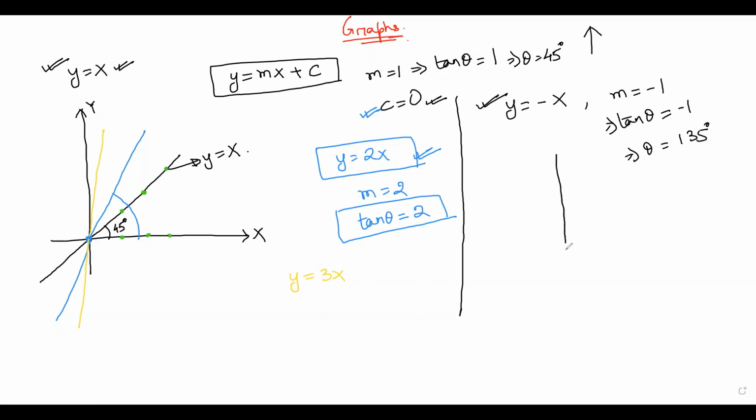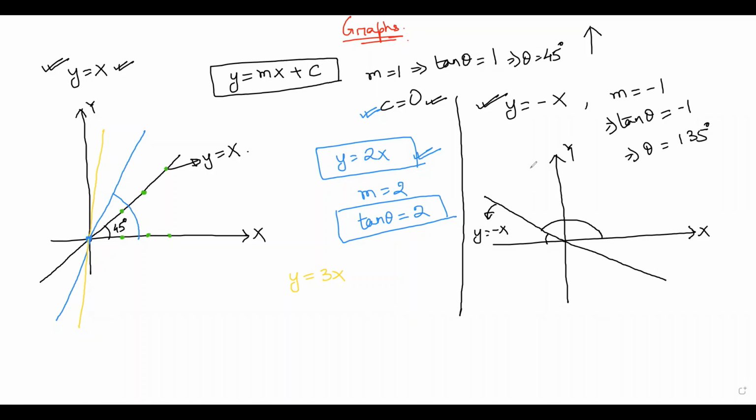So if we draw this line, in that case, the line would be something like this. That is passing through the origin and making an angle of 135 degree with the positive direction of x-axis, or making an angle of 45 degree with the negative direction of x-axis. So this line represents y equal to minus x line.